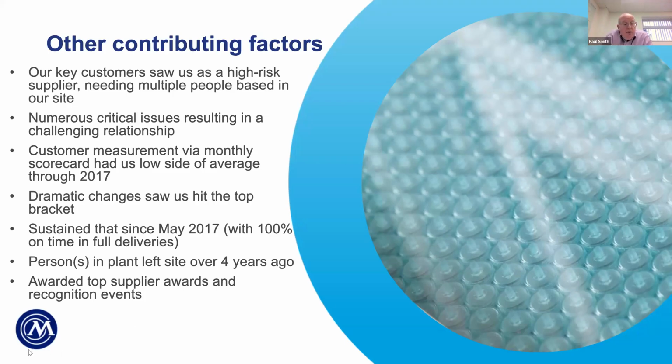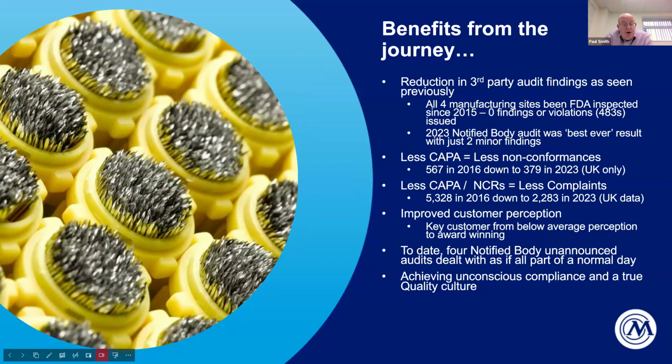So what else? The change of culture and the change that focus on cost of poor quality. So we've seen a reduction in third-party audit findings, not only across the board, but we've had 4 manufacturing sites inspected by the FDA since 2015, and all of those 4 inspections have finished with no 483s issued. So a really good history of FDA inspections.